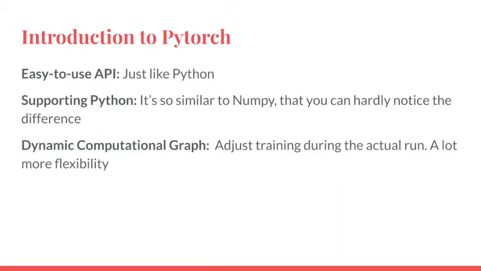There are several features of PyTorch. First of all, it has an easy to use API. It's just like Python. Secondly, it supports Python. It's very similar to NumPy, so that you can hardly notice the difference. Thirdly, it has a dynamic computational graph. With the dynamic computational graph in PyTorch, you can use much more native Python with lots of conditions to adjust training and prediction during the actual run. This not only allows you a lot more flexibility, but also better debugging, as errors will show up in Python code instead of the compiled version.